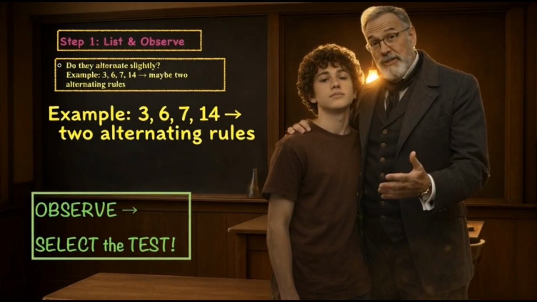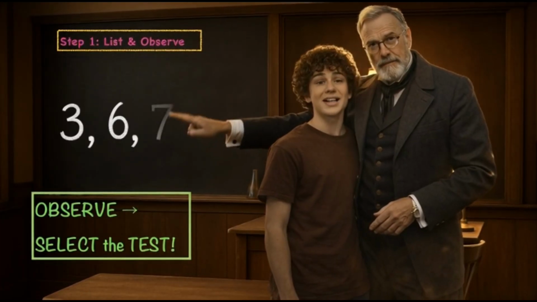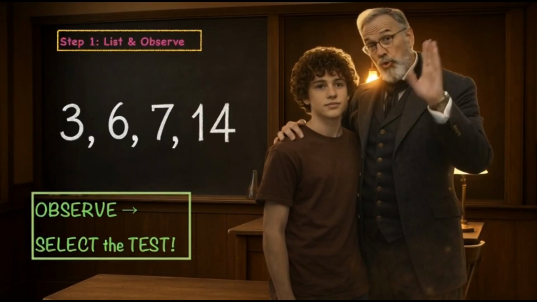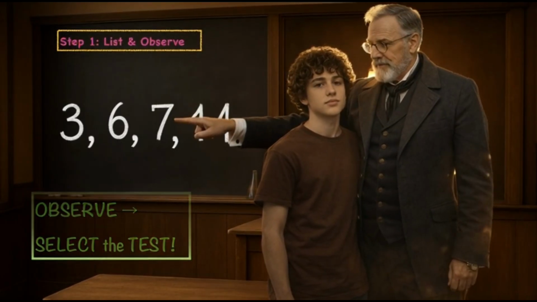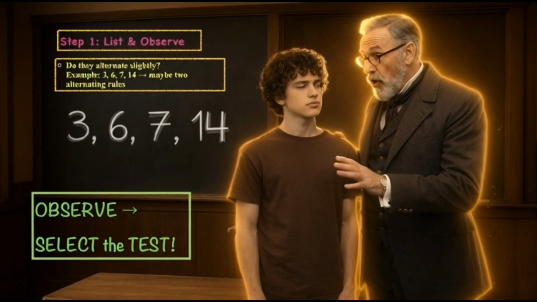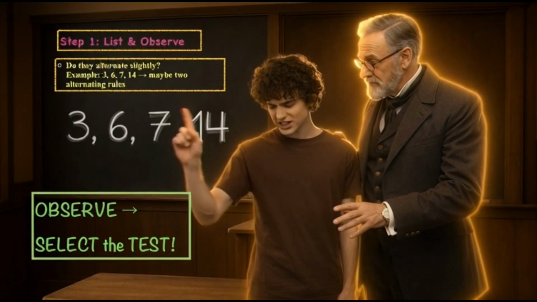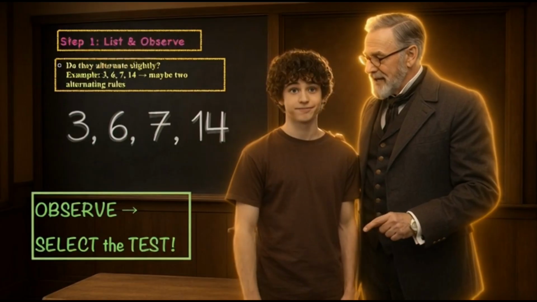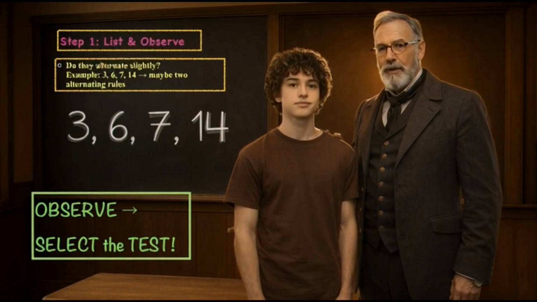When one rule fails, consider 2 rules. Multiply, then add? Yes, 2 alternating rules. Look carefully, Jaden. Do all the numbers follow one simple rule? No, 3 to 6 looks different from 6 to 7. Excellent. That means one rule may not be enough.